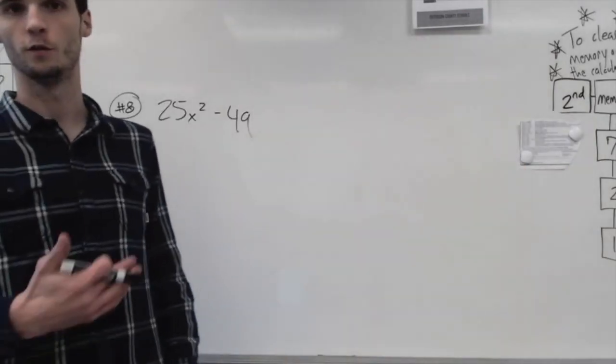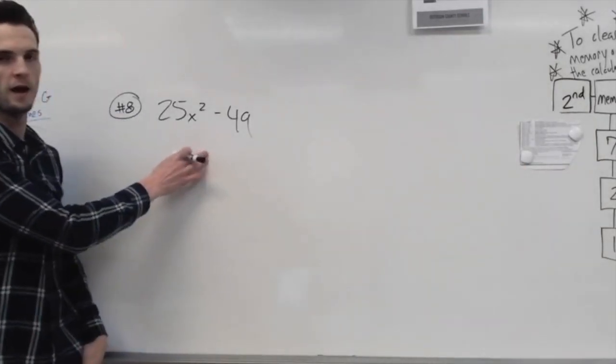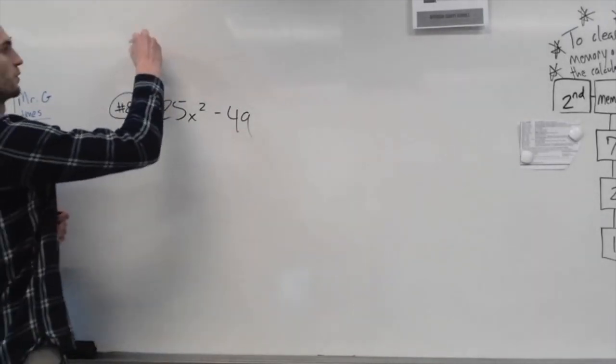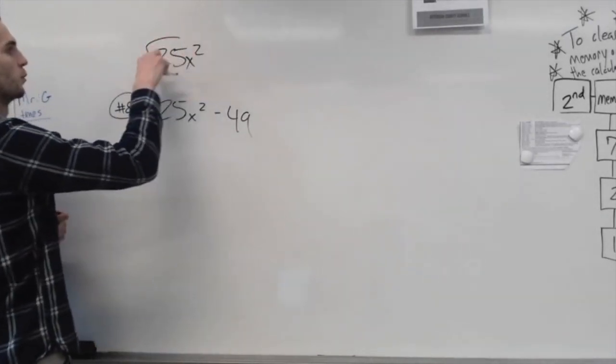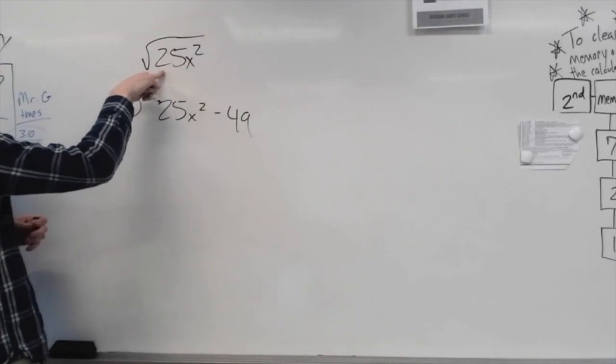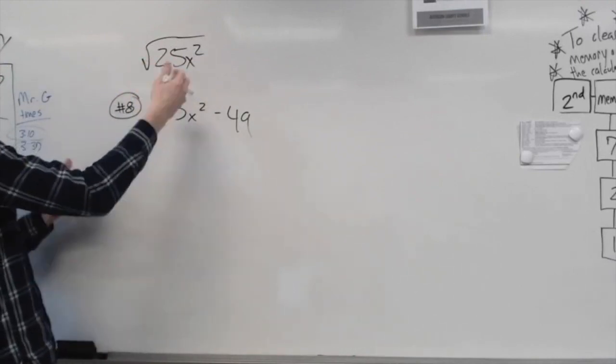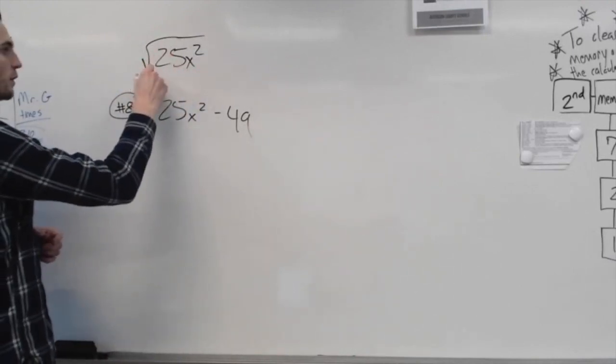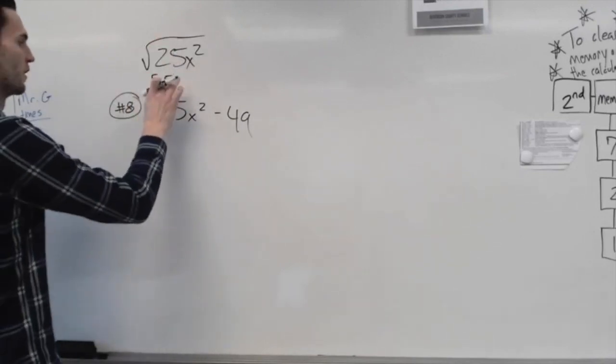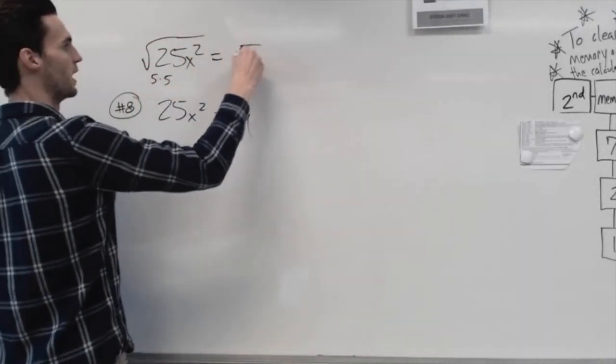Okay, you all go ahead and do number 8. See if you can come up with that one. All right, so 25x squared under this radical, we're going to take the square root of 25, which means what times itself equals 25? Well, 5 times 5 equals 25. So that's going to give us 5.